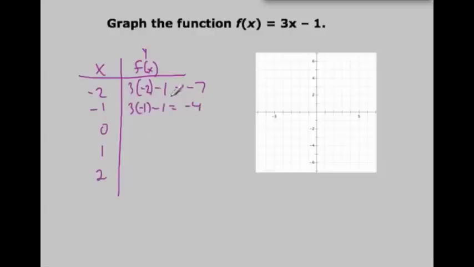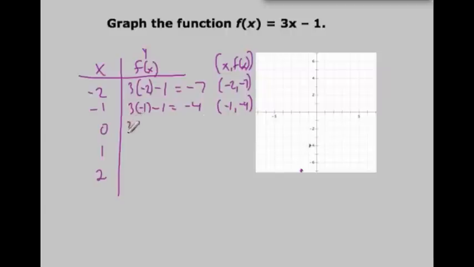And as I'm going along, I'm going to start plotting these points. So the ordered pair, my x and y, or my x and f of x, here is -2, -7. My next point, the x value is -1 and the f of x value, or the y value, is -4. So I'll go -1 down to -4.